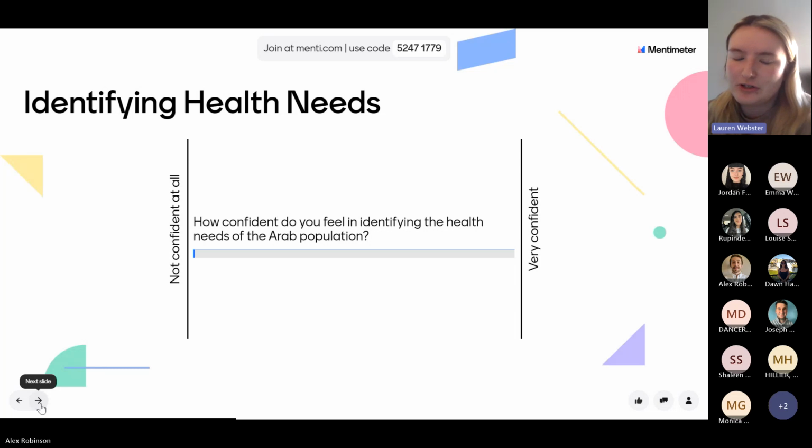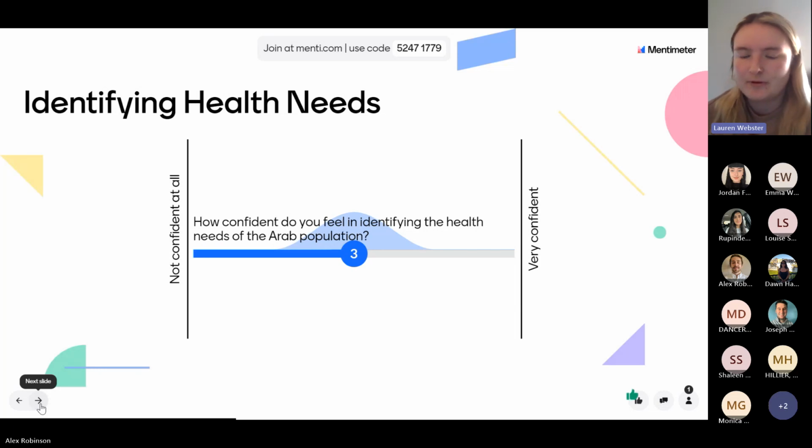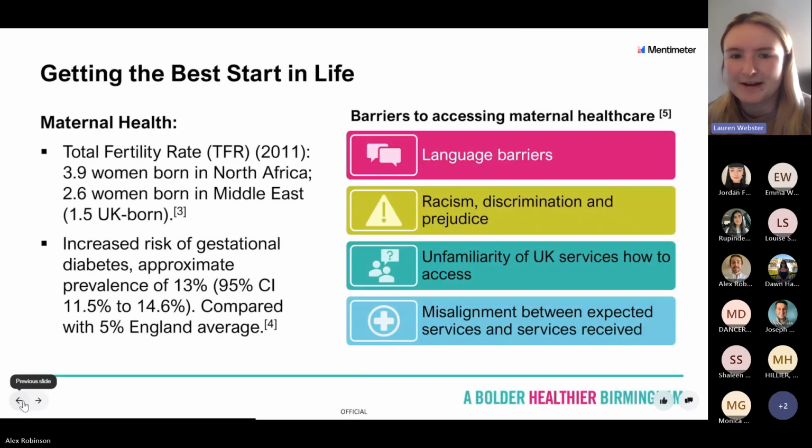So how confident do you feel in identifying the health needs of the Arab population? Okay, so yeah, we've got one in the middle. Okay, that's a great start for us because that's in the middle. Hopefully we can increase that.